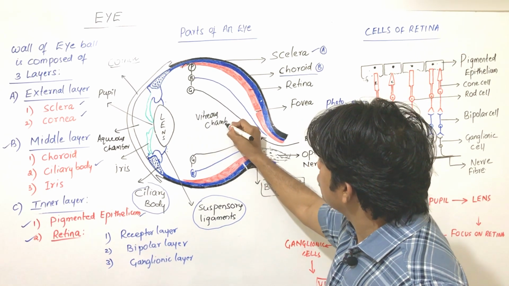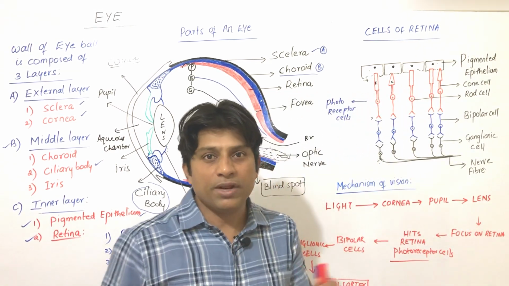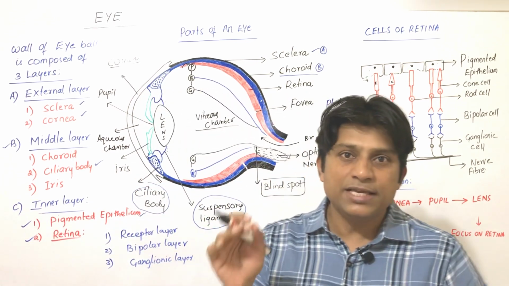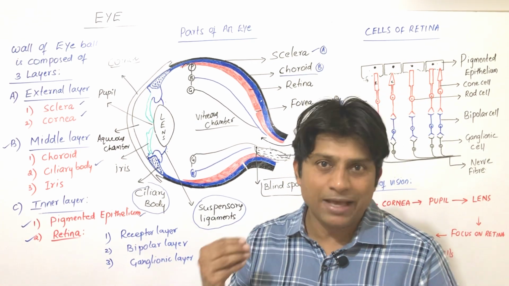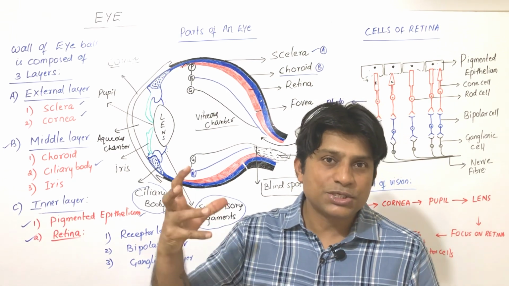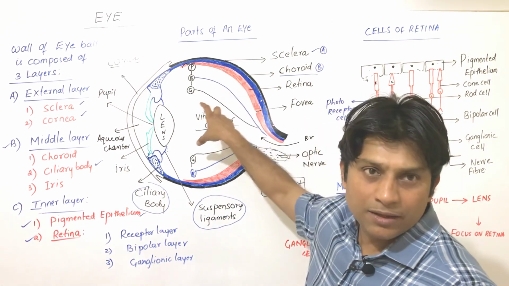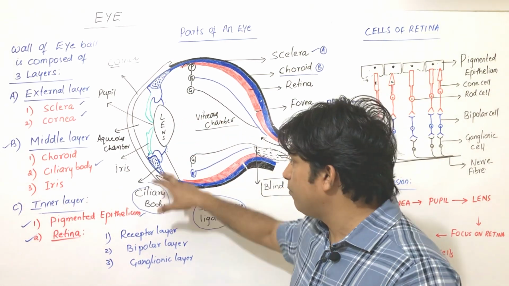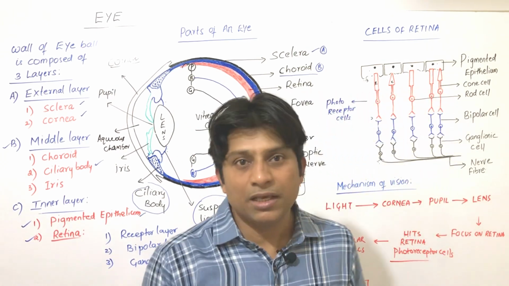This vitreous chamber is also filled with a fluid called vitreous fluid. Vitreous fluid is 98% water, and it also contains trace amounts of hyaluronic acid and collagen protein. So it is completely a gelatinous part and it provides nutrition to the retina. Both aqueous humor and vitreous humor are formed from the ciliary body. So these are the different layers present in the eyeball.